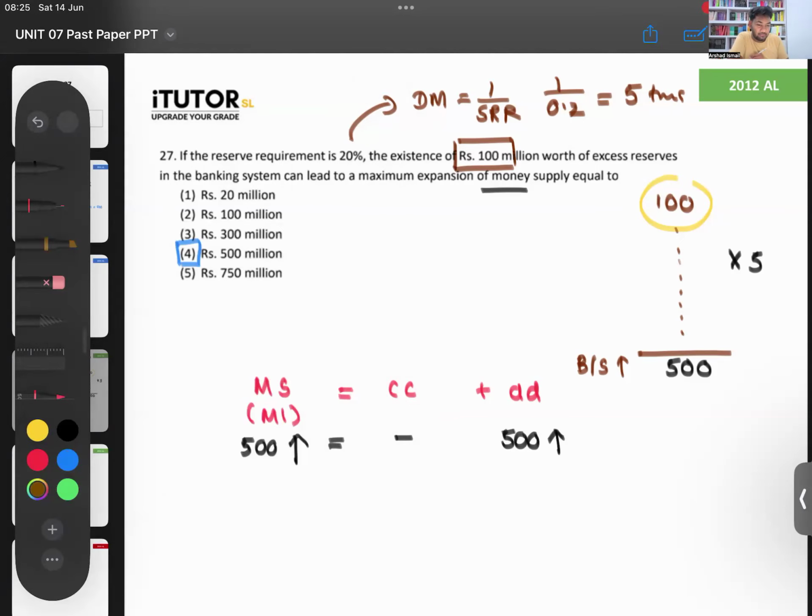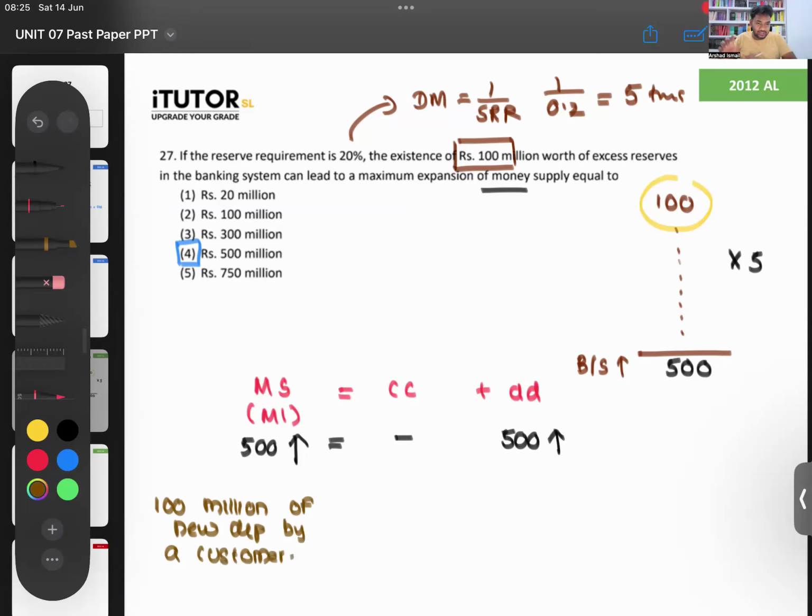Now, if they, for example, said, now the same question, I'll give you a difference. Now, instead of saying there is a 100 million existing excess reserve, what if they told you there is 100 million of new deposit? Let's say they told you like that. They told you there is 100 million new deposit by a customer. The same question, I'm making a small change.